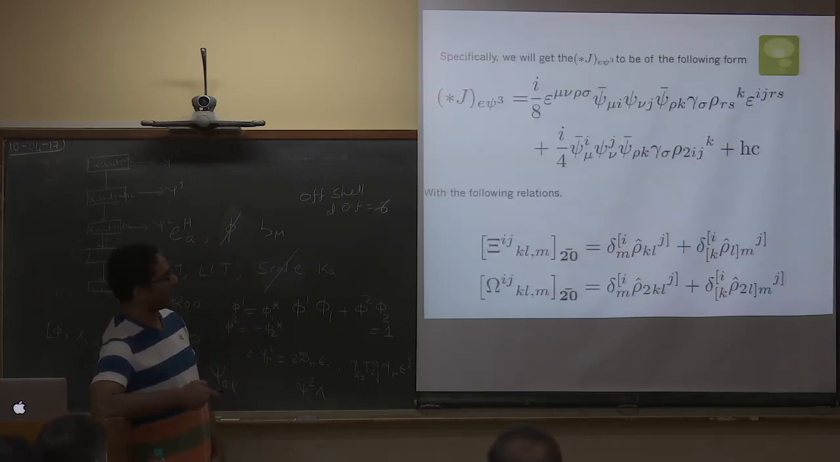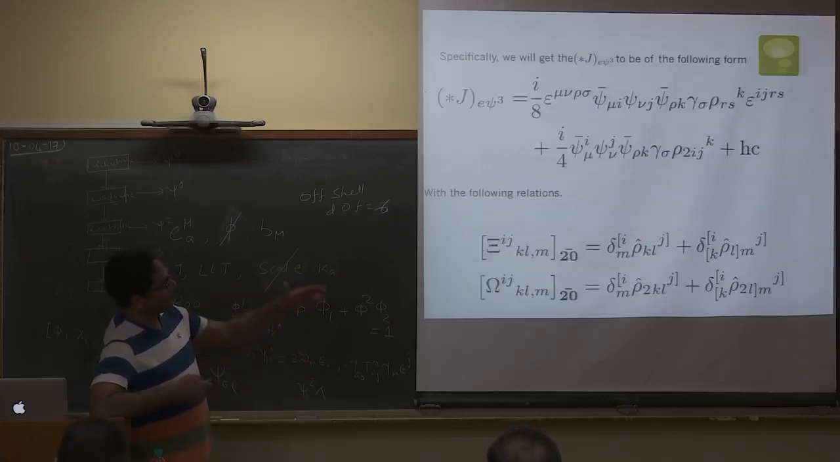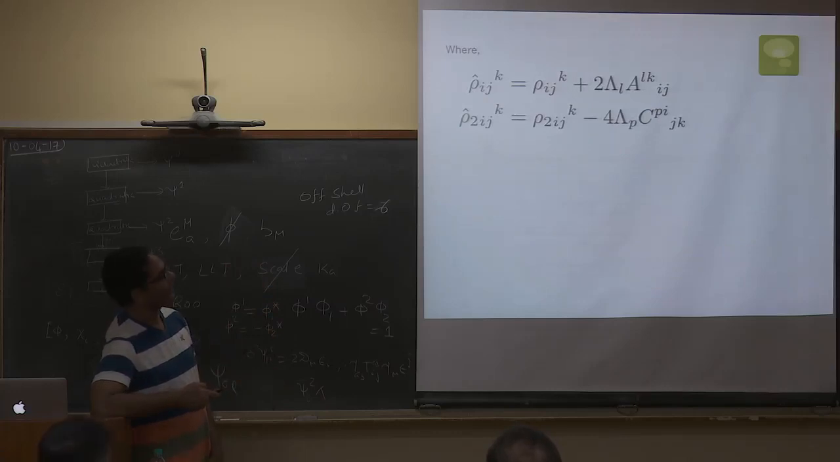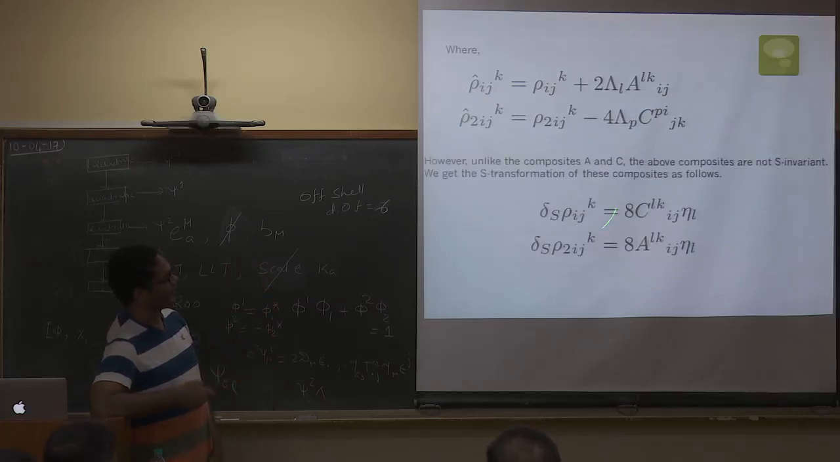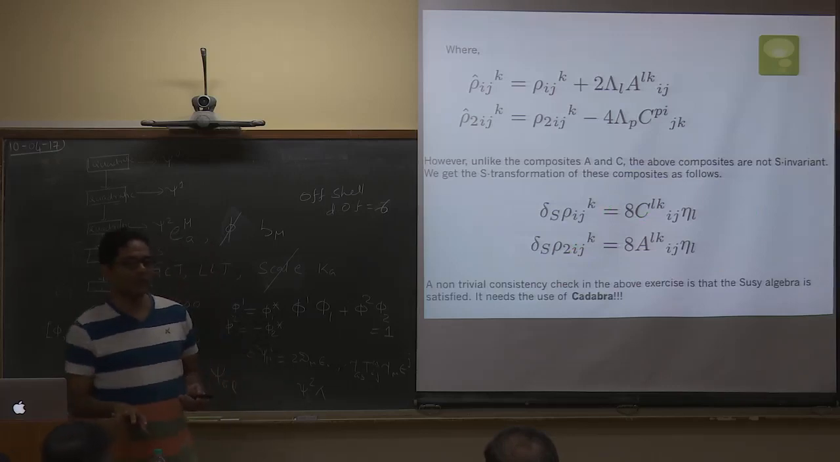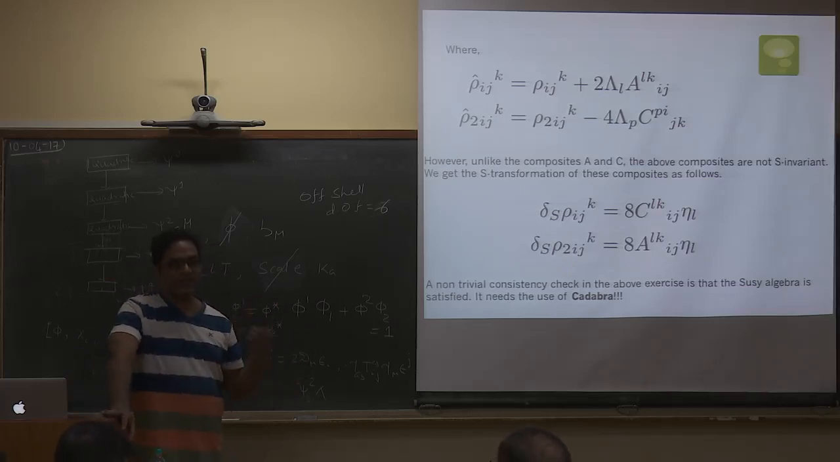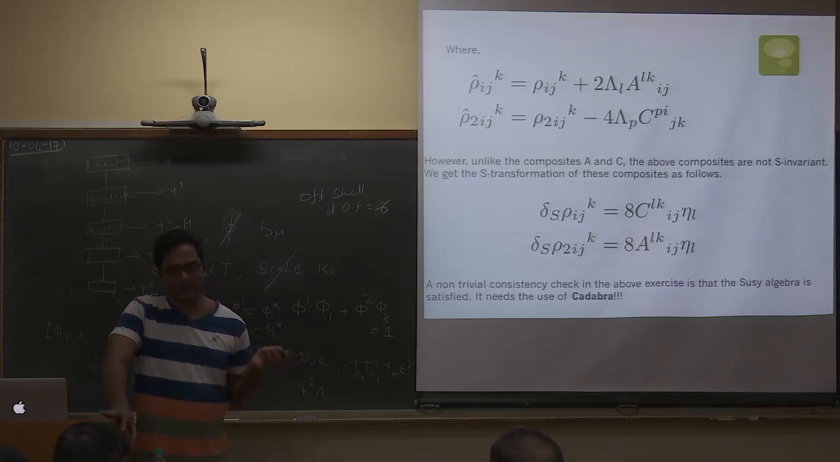Right, so they are fixed. The 60 projections from here, and the 20 projections are related to the lower composites. So the 60 projection of the earlier higher composites should satisfy this relation, and the 20 projection of this should be related to the psi cube E. So that fixes it all. This is just one layer. Then we'll also see that the S transformation of rho ijk and rho 2 ijk should satisfy this relation, and then a non-trivial consistency check that we are in the right direction should be to check the supersymmetry algebra, because the supersymmetry algebra we are not changing. So a non-trivial consistency check should be to check the supersymmetry algebra of this whole exercise, and that turns out to be all right.